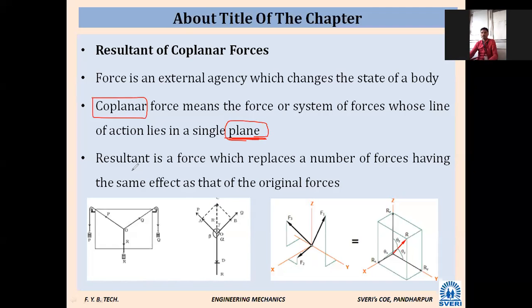Next one, we have seen resultant. Resultant is a force which replaces a number of forces, having the same effect as that of the original forces. What is the resultant? Are you remembering which example I gave in the last lecture? I considered one body A. From this side, how much force did I apply? I think 5 kilonewton, and from this side 10 kilonewton. So two forces are applied on the body, and if I replace these two forces by a single force whose effect is the same, it will be something like this.